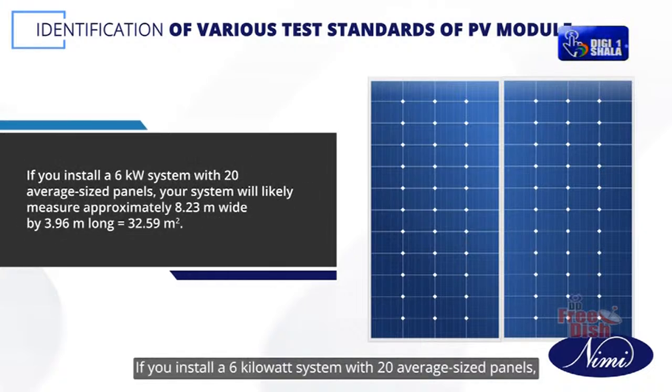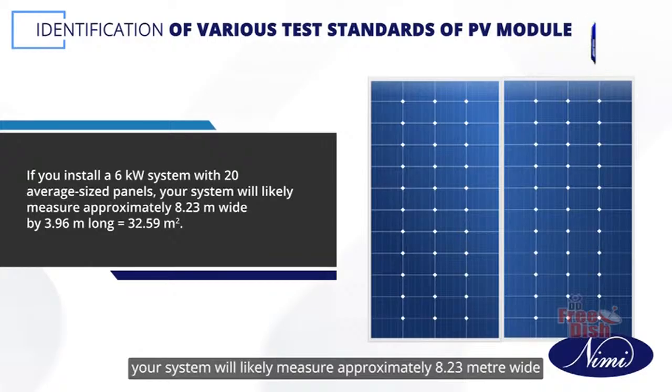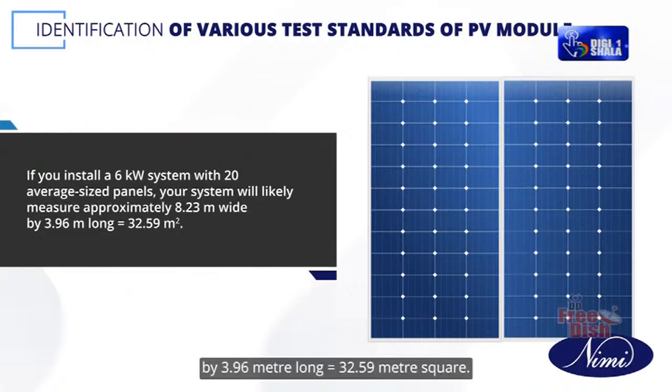72 cell commercial solar panels are approximately 33 cm longer than 60 cell residential panels. If you install a 6 kW system with 20 average sized panels, your system will likely measure approximately 8.23 meter wide by 3.96 meter long, which is equal to 32.59 meter square.